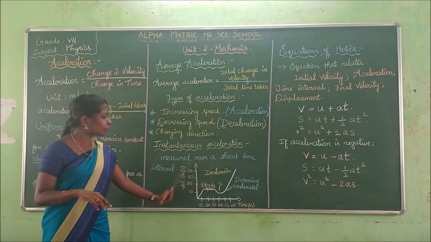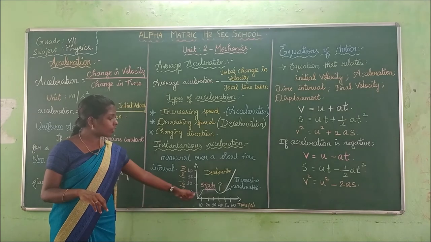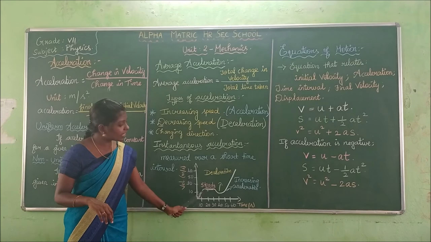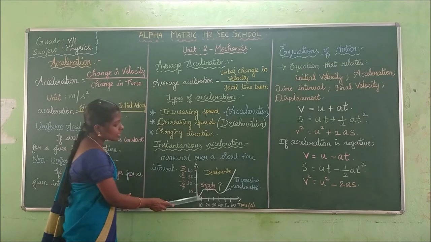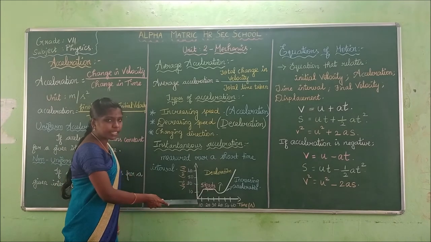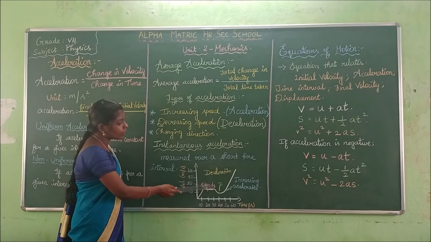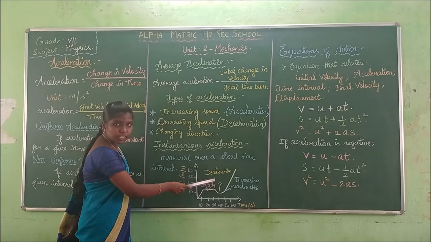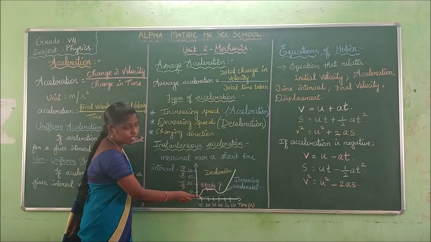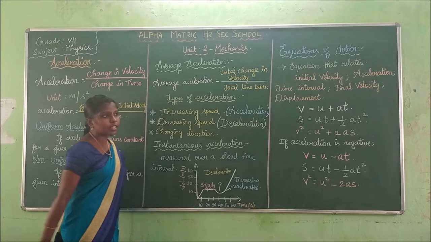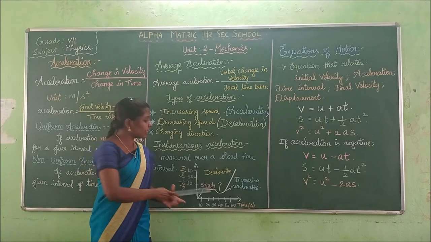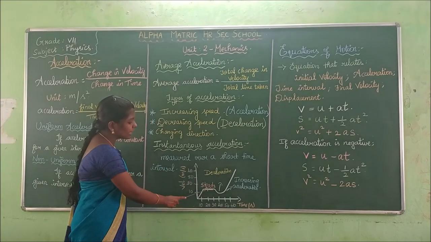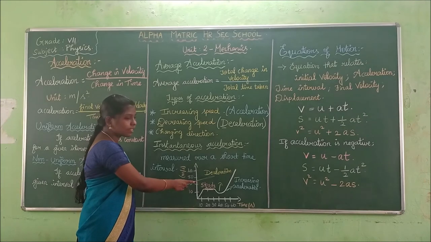Now, see this graph. In this graph, they have given what is steady speed and deceleration is decrease in speed. This linear line denotes steady speed. Again, that is the decrease in speed. Decrease in speed is deceleration. The speed decreases and again it increases. Increase in speed is acceleration. This linear line denotes steady speed.